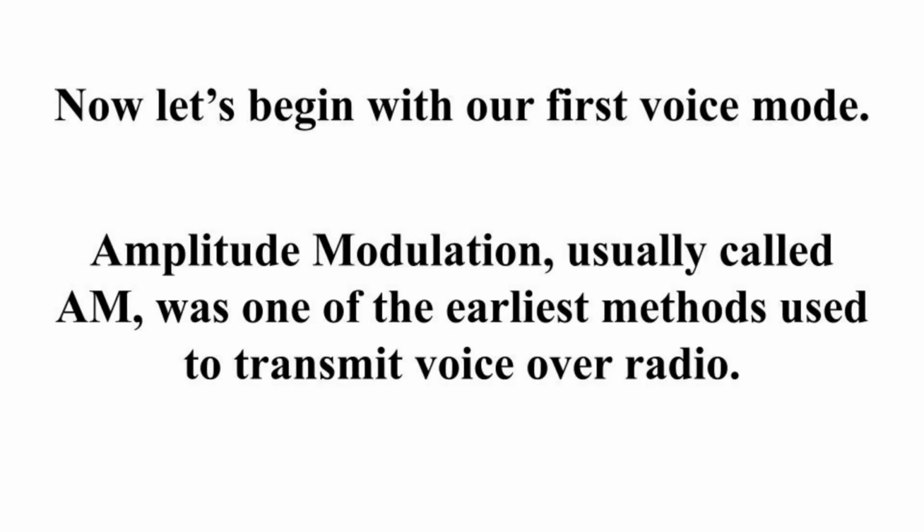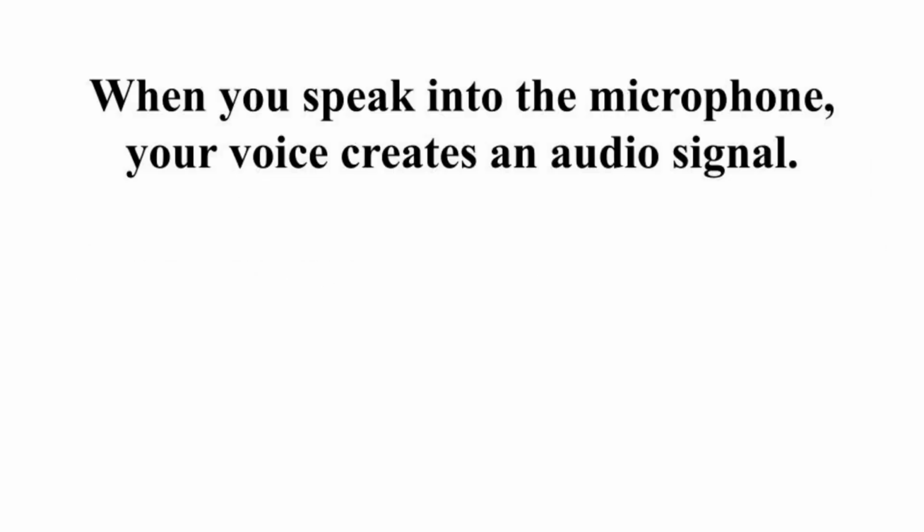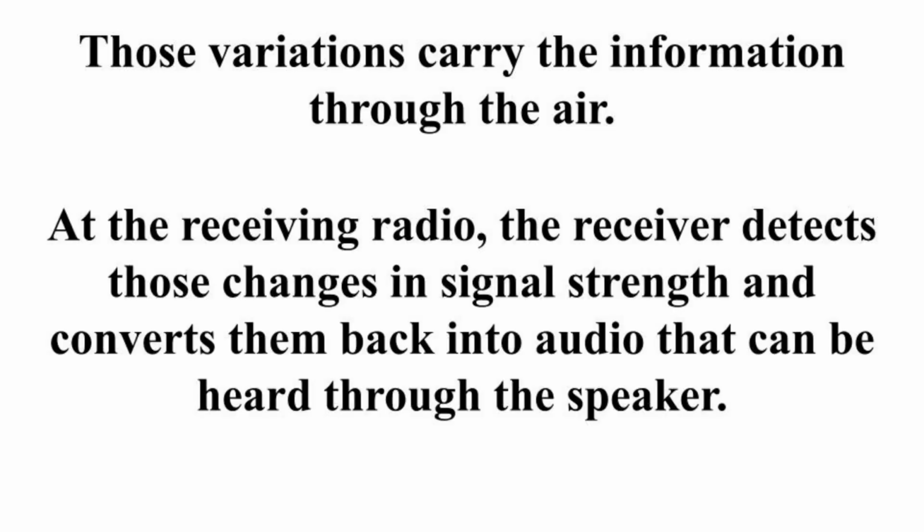Amplitude modulation, usually called AM, was one of the earliest methods used to transmit voice over radio. With AM, the strength of the radio signal, called the amplitude, is increased and decreased in step with the sound of your voice. When you speak into the microphone, your voice creates an audio signal. The radio uses that audio signal to vary the power level of the transmitted radio wave. Those variations carry the information through the air. At the receiving radio, the receiver detects those changes in signal strength and converts them back into audio that can be heard through the speaker.